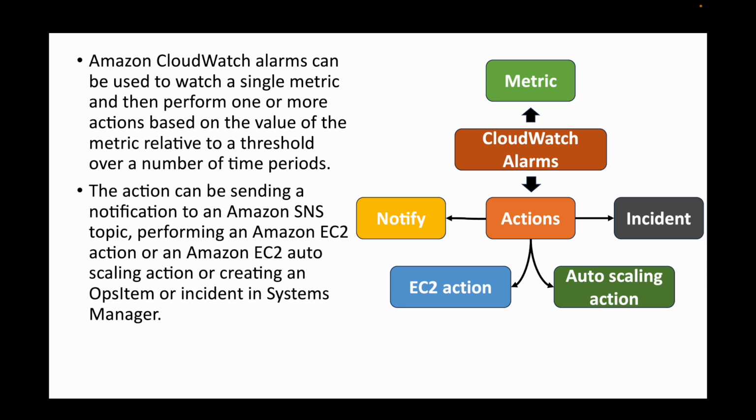So this will essentially help you to monitor one single metric. Let's say for your EC2 instance, you want to monitor the CPU utilization, and you can set a threshold. Let's say the threshold is at 90%. So whenever it goes above the threshold, we can perform some actions by making use of your CloudWatch alarms.